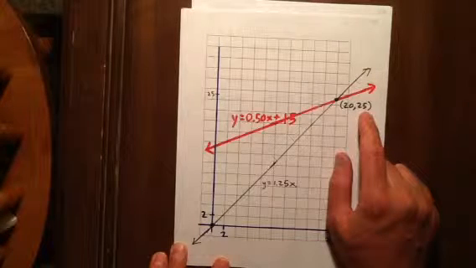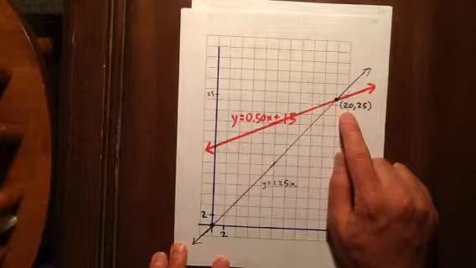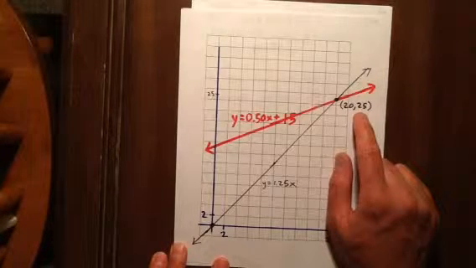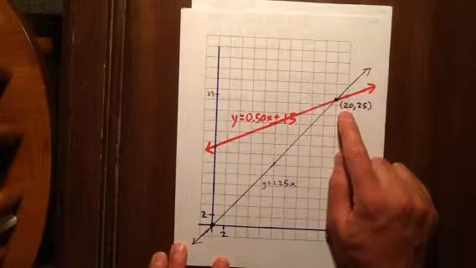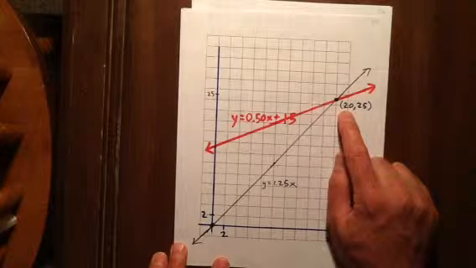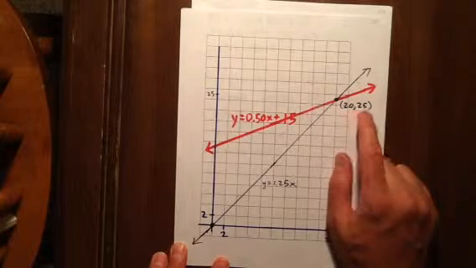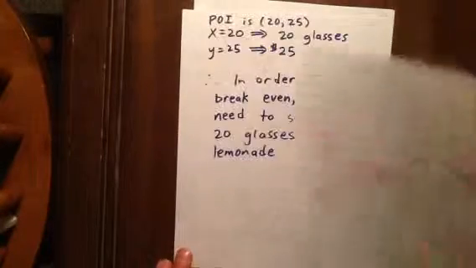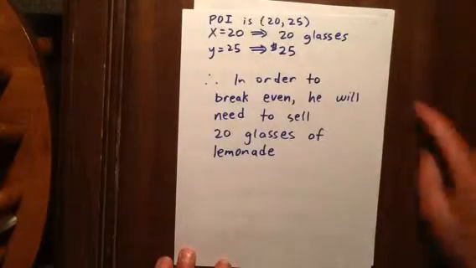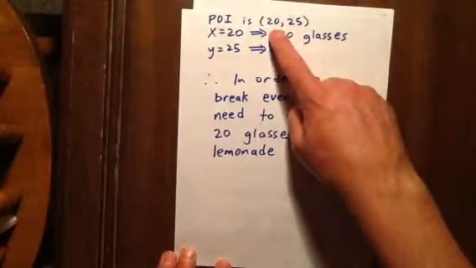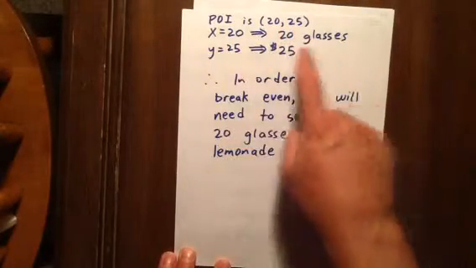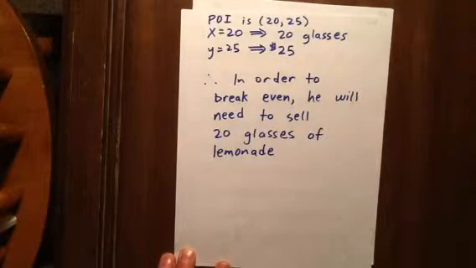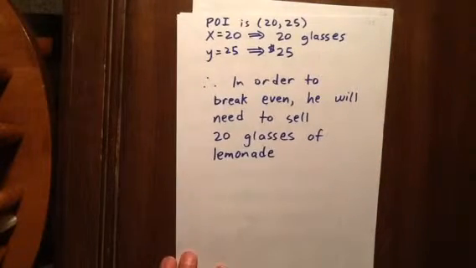Now, if you remember, we said x is the number of glasses and y is the cost or the money involved. So when he sells 20 glasses of lemonade, the total cost is $25 and it's equal for both. And so that's what we write. (20, 25). x is 20 implies 20 glasses. y is 25 implies $25. So in order to break even, he'll need to sell 20 glasses of lemonade.